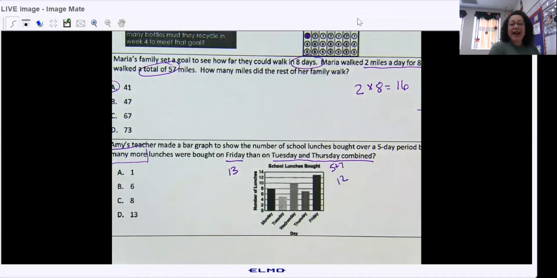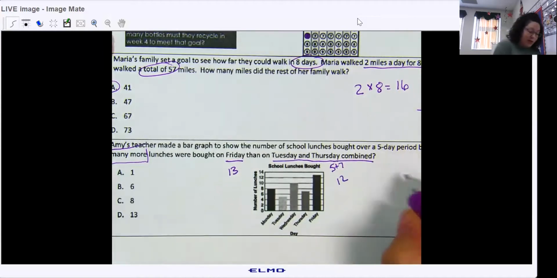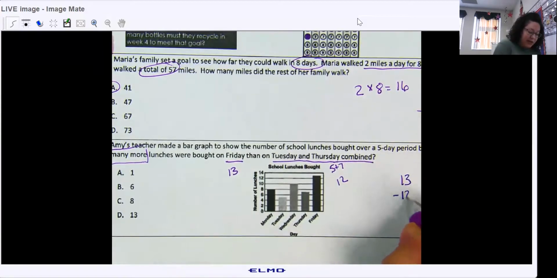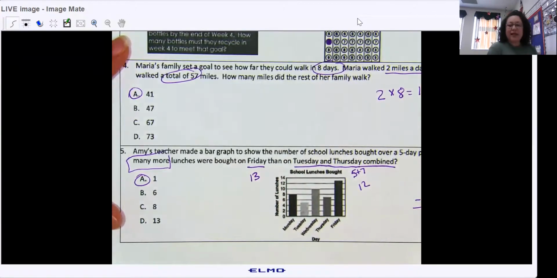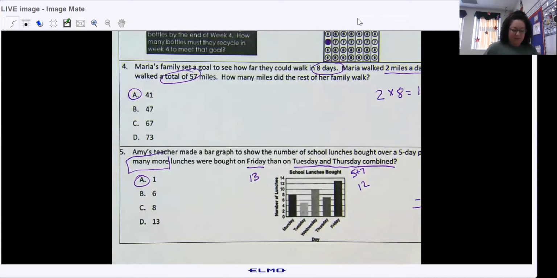Okay, but the question is asking how many more, and that always tells us we subtract. So we would get A. All right, 5 more to go.